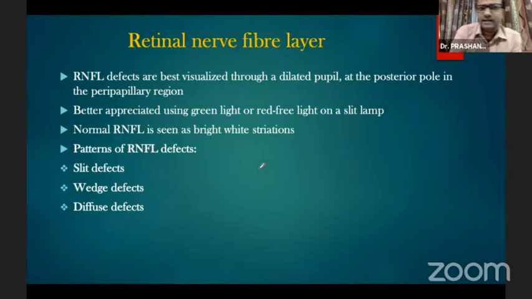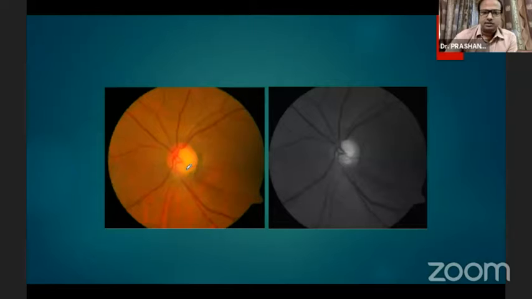Next area to study is the retinal nerve fiber layer. The nerve fiber layer is best visualized through a dilated pupil, and appears as white striations beyond the margin of the disc, and mostly they are visible in the superior and inferior areas because the nerve fiber layer is thicker there. It is best appreciated by green light or red-free filter. The pattern of nerve fiber loss can be slit, wedge, or diffuse. In this picture, we see inferior thinning of the disc along with a wedge-shaped defect of the nerve fiber layer, which is highly suspicious of glaucoma.